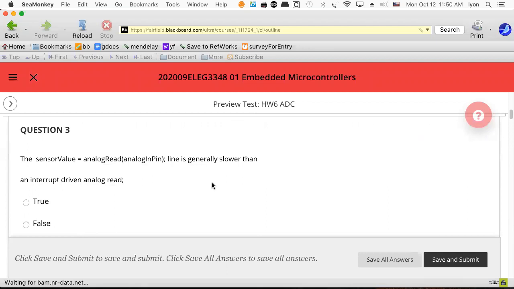There's the analog in pin. We saw how analog read was working before. We can use interrupt-driven stuff. What's interesting about the interrupt-driven stuff is, we can interrupt the interrupt-driven stuff, or we can mask out interrupts so that they don't interrupt us.